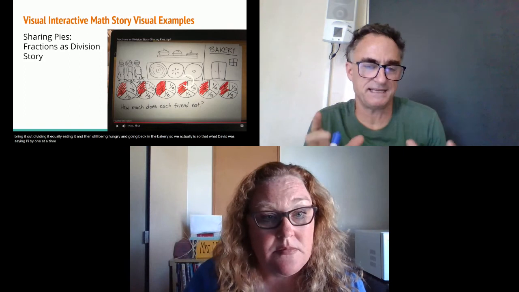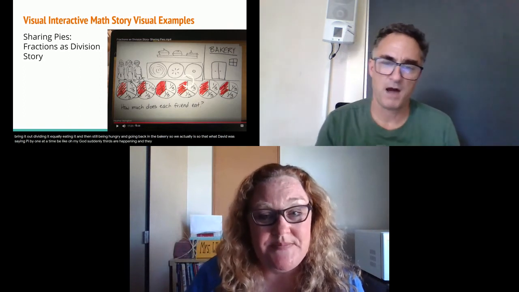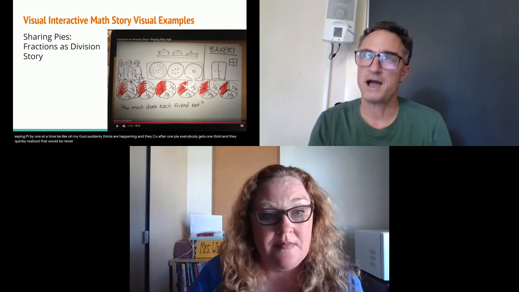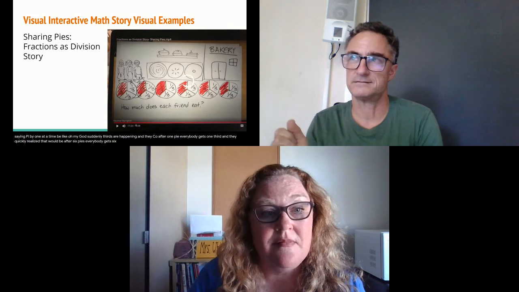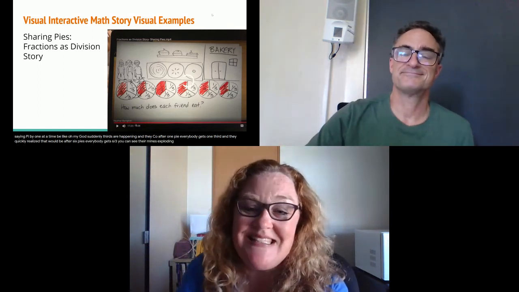Yeah, and the students get to see, oh my gosh, suddenly thirds are happening. And they see, oh, after 1 pie, everybody gets 1/3. And they quickly realize that would mean after 6 pies, everybody gets 6/3. You can see their minds exploding. Yes. All right, next one.